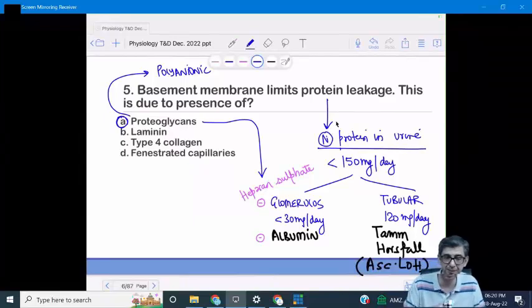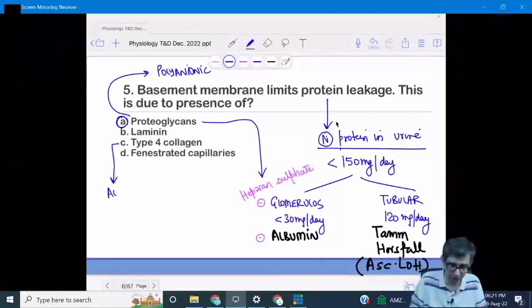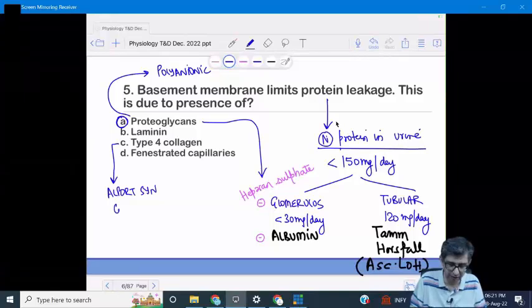We do have type 4 collagen, but usually with respect to type 4 collagen, they love to ask regarding Alport syndrome, the details of which have already been discussed in our earlier discussions, where we have lenticonus and also sensorineural hearing loss.